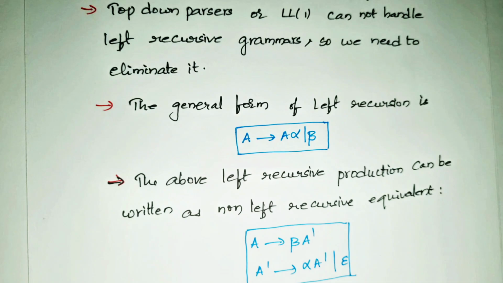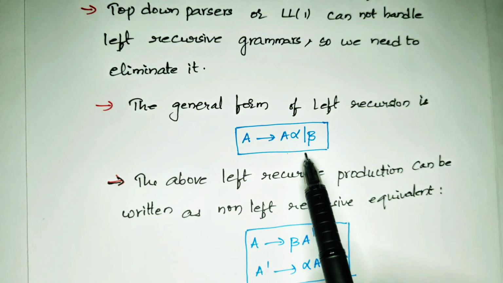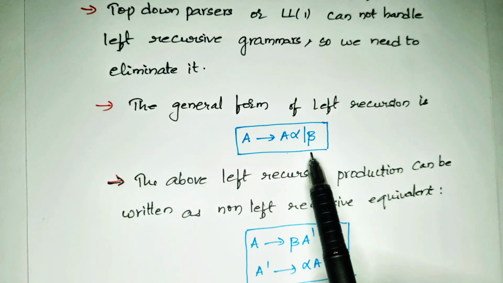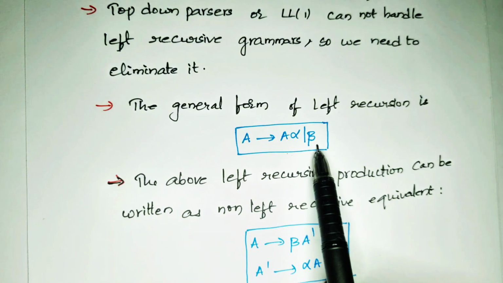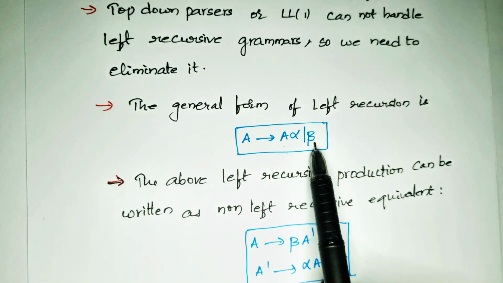Top-down parsers, especially LL1 parsers, cannot handle left recursive grammars because they may enter into an infinite loop while parsing. Therefore, we need left recursion to be eliminated before constructing the parser. The general form of left recursion is this: A goes to A alpha or beta. Here A alpha is the left recursive part and beta is the non-left recursive alternative. Or means A goes to A alpha or A goes to beta. There are two productions, of which one is left recursive and one is not.